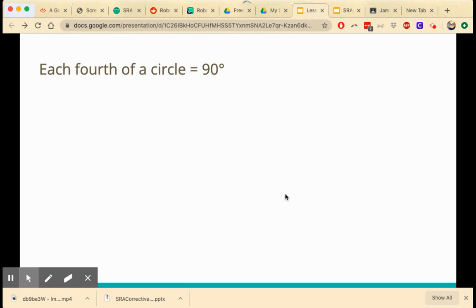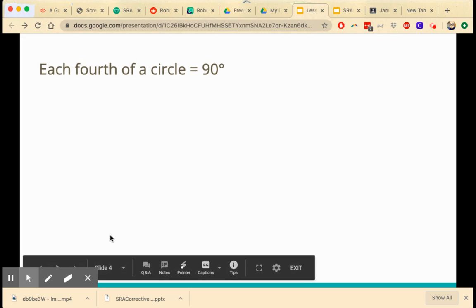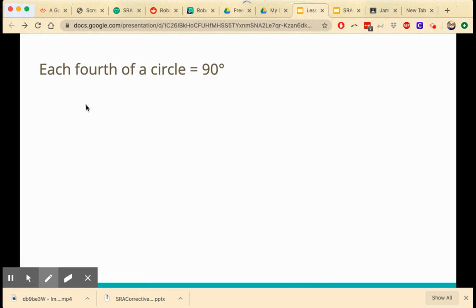Each fourth of a circle is 90 degrees. So I'm going to draw a couple angles for us really quick. So this is an angle, okay? And if you think about a circle and you go about 1/4 of the way, you have a 90-degree angle.